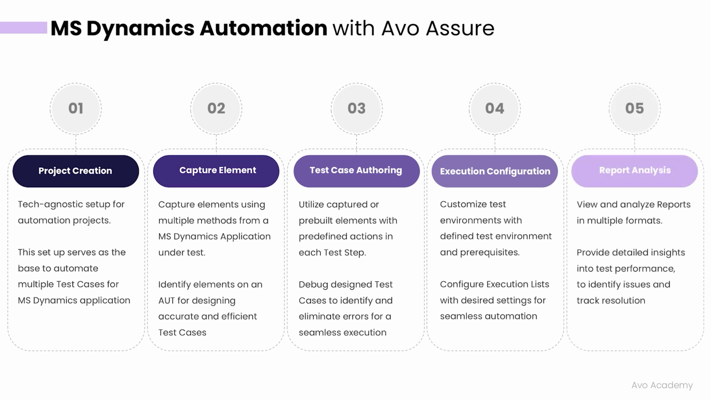Report analysis is the final step that helps analyze test reports. These reports are available in multiple formats in Avo Assure to provide a comprehensive view of test performance and outcomes. These insights further help identify defects, monitor progress, and validate the overall success of the automation.